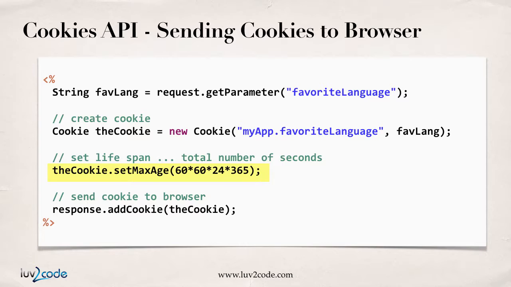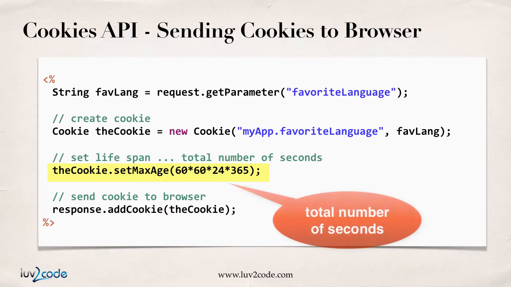Now, this is the one part of the API that I just don't like. I wish they could make something easy, like setting a duration. You could say 1 month, 2 years, or 5 years or something, but you can't do that. It's not that simple. You have to set the maximum age as the total number of seconds. Oh, gosh, I hate that.